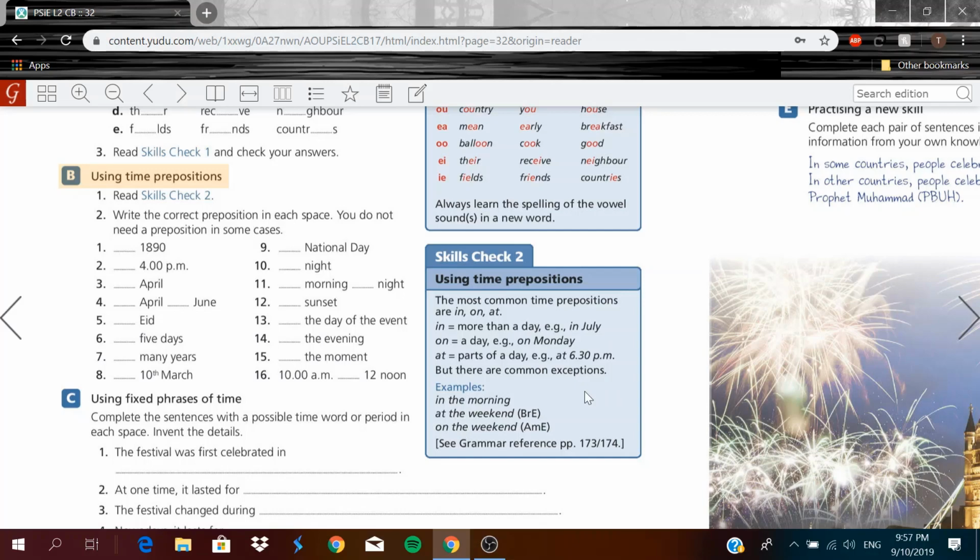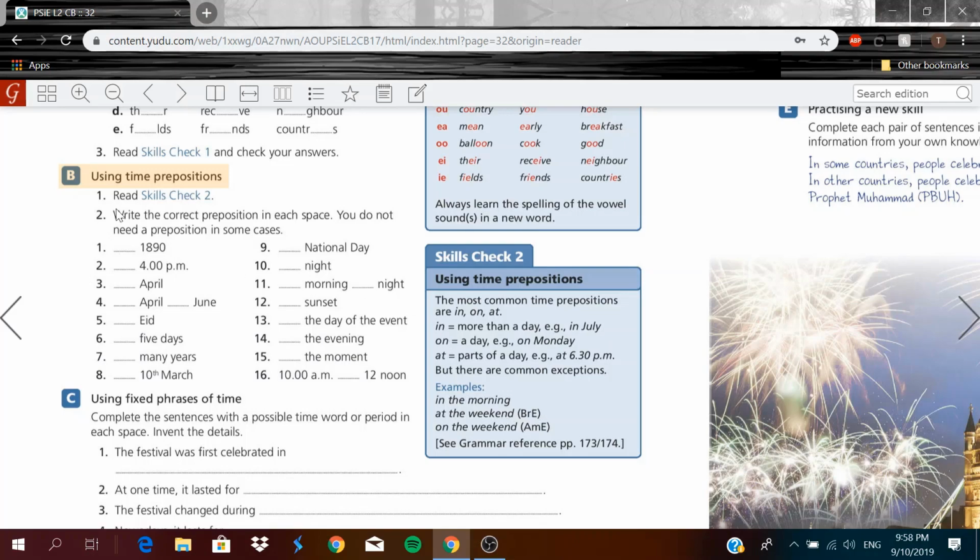Okay? However, now take a look at this, and this is where a lot of students can get confused. These are some common exceptions that you got to keep in your head when using time prepositions. So if I say in the morning, it's correct. Although morning is a part of the day, I don't say at the morning. I say in the morning. Okay? So at the weekend, on the weekend. These are some common exceptions that you always got to be aware of.